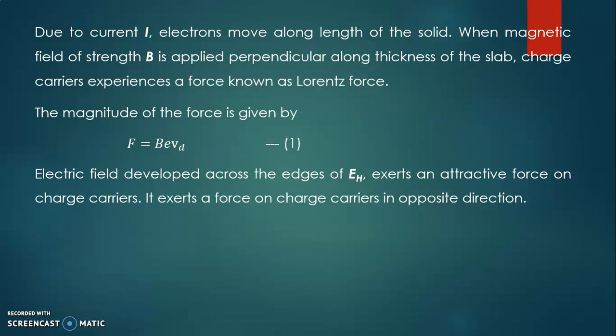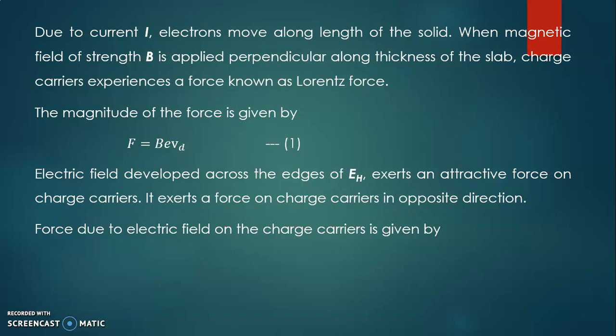Now an electric field is developed across the edge, which is E sub H. Here E is the electric field and the subscript H is for the Hall effect. So E sub H is the electric field developed due to the Hall effect, which exerts a force on the charge carriers in the opposite direction.